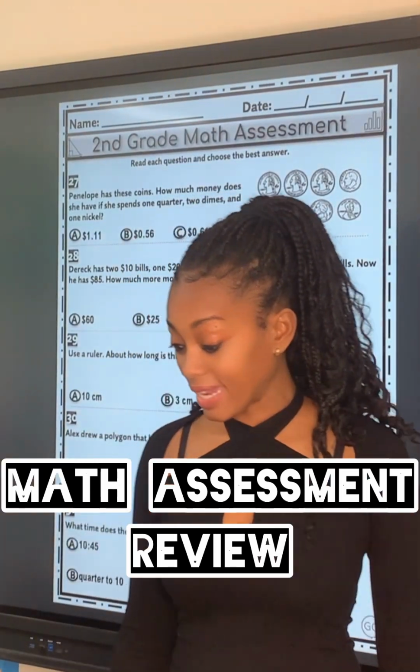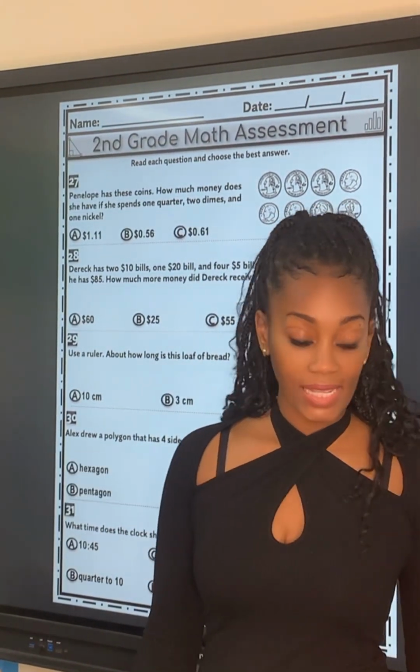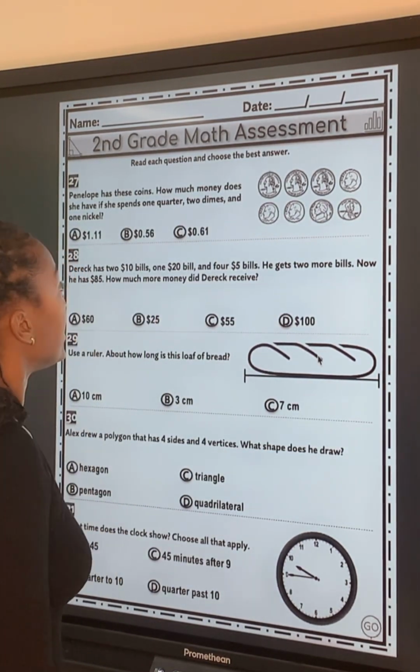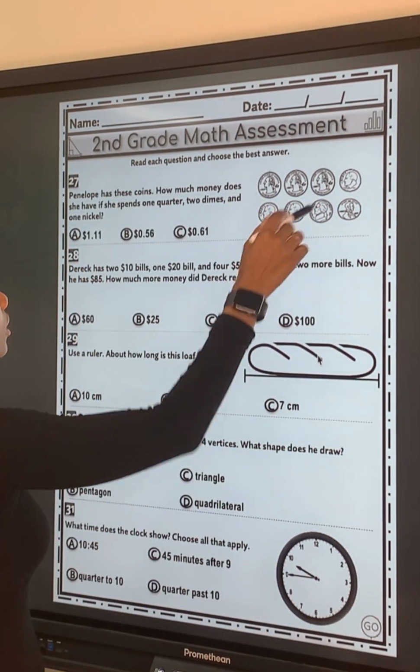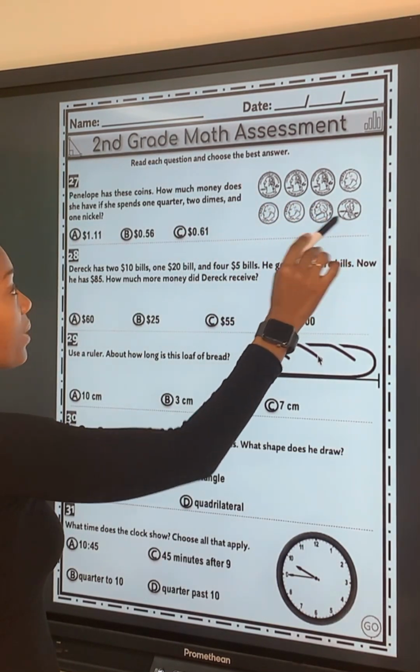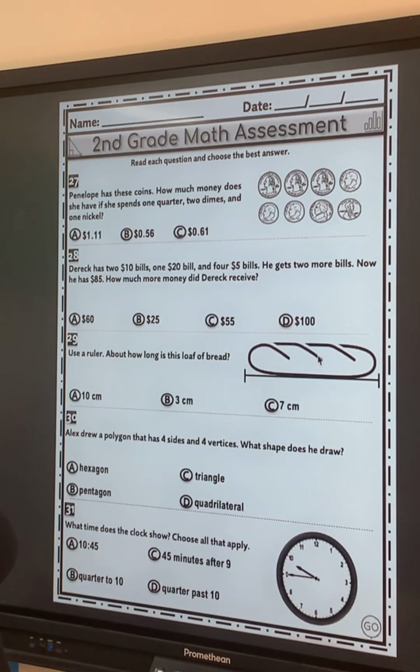And girls, we are on day 2 of our math assessment. Let us look at number 27. Penelope has these coins here. Quarter, quarter, quarter, dime, dime, dime, nickel, penny. How much money does she have if she spends 1 quarter, 2 dimes, and 1 nickel?